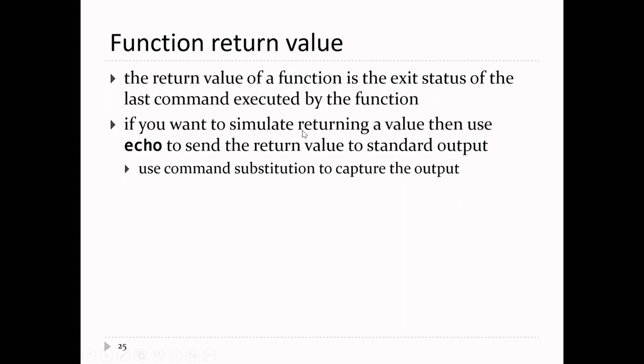So if you want to simulate returning a value, so if you want to return something else, if you don't want a number that's between 0 and 255, because that's the range of valid exit statuses, then you have to do something else. One of the things that you can do is print the value that you want to return to standard output. In the rest of your script, you use command substitution to capture that output.